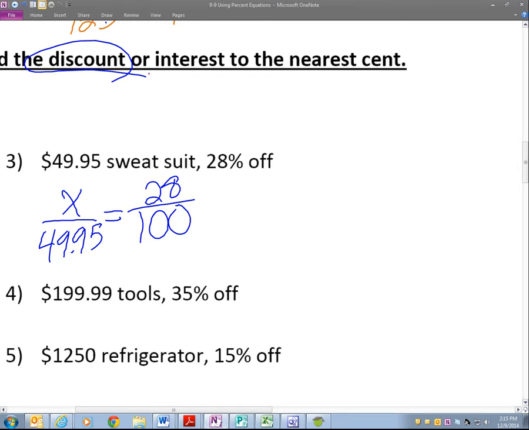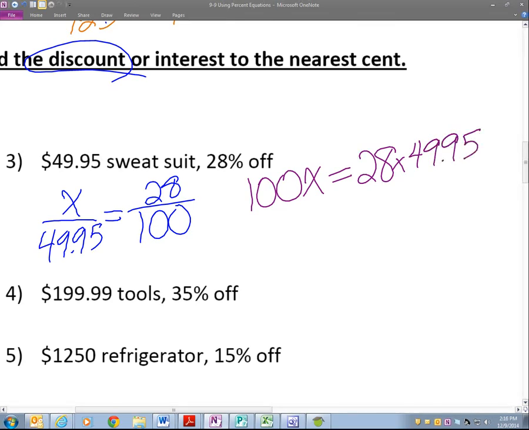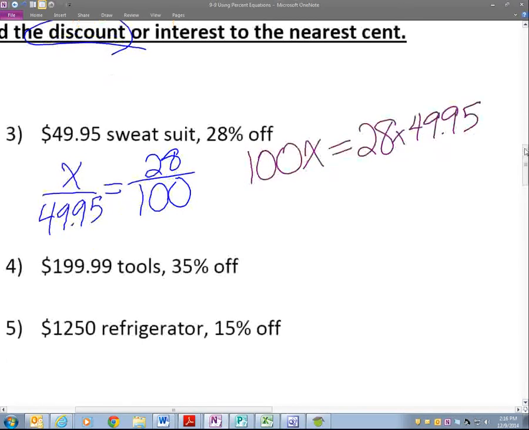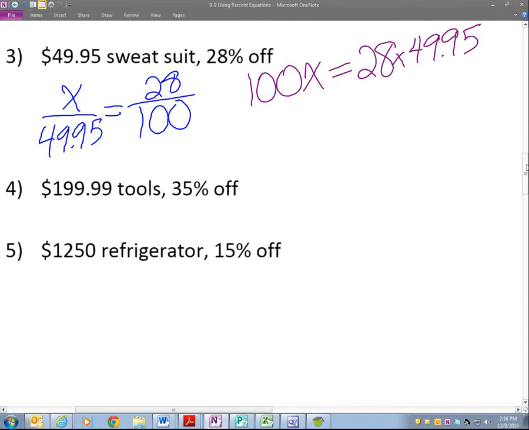I'm going to work out this one as well because I want to show you what I expect you to be able to do on the test tomorrow. Sorry, Friday. I misspoke. I expect you to do the 5th grade math where you do 28 times 49.95. I'm going to work it out, and I would like you to work it out. Go ahead.